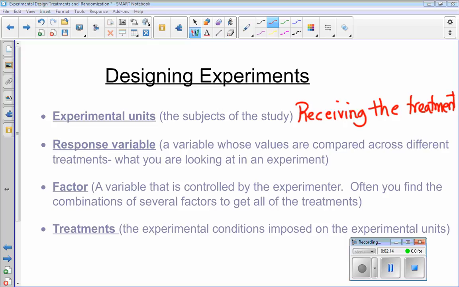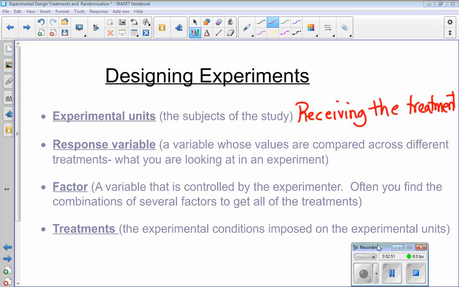A factor is something that is controlled by the person that is running the experiment. We'll look at some examples of plants today, where we can control possibly the amount of light that a plant gets, or we can control the amount of food that a plant gets. Those would be considered factors of an experiment. Oftentimes, you'll find different combinations of several different factors, especially when we're growing plants. They need both food and light. We probably need to control both of those things. And then treatments are what actually is being imposed on the subjects to produce a response.